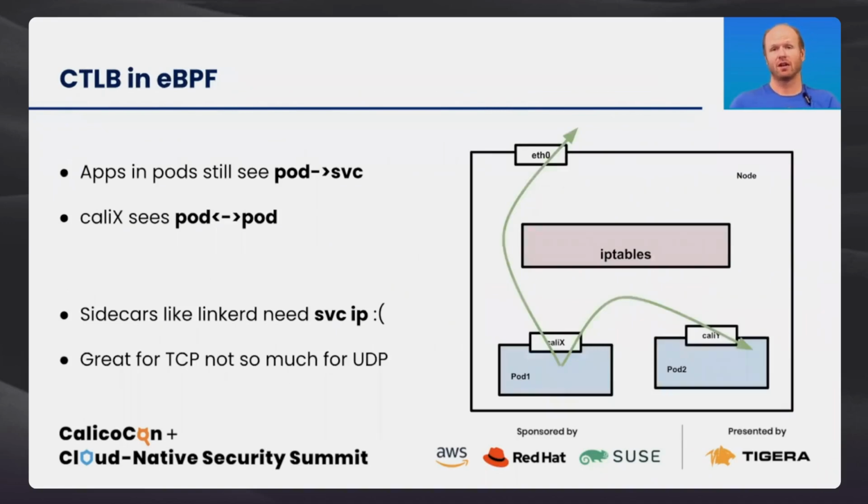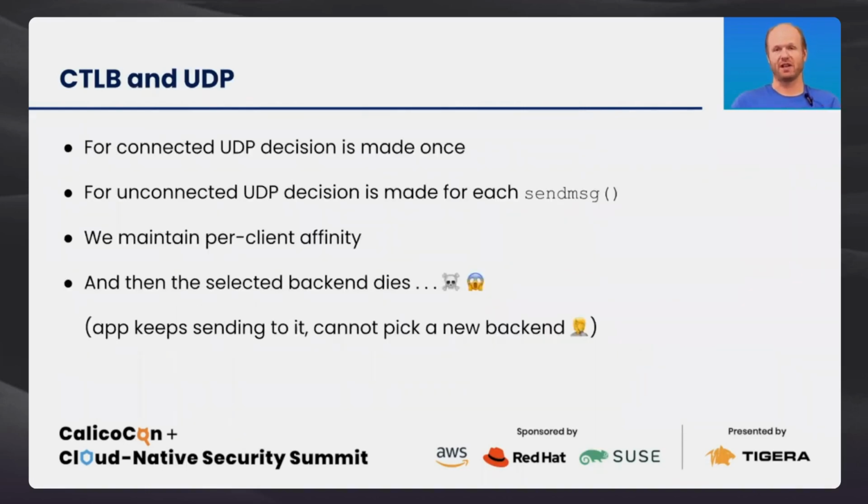So how does this work? A pod or application in a pod makes a connect call. Connect decides it should go to a certain backend pod of a service. So all the packets that leave the application and leave the pod are pod to pod. There are some setups that don't like it, particularly sidecars with Linkerd that need the service IP to make decisions. And in general, this is great for TCP, but sometimes not so much for UDP. If you have connected UDP, and yes, you can make a connect on UDP, which decides the destination of your packet, the selection of the backend is done once. For unconnected UDP, with every send message, we would have to make a decision. But not to spray the packets all over the cluster, we maintain some per client affinity.